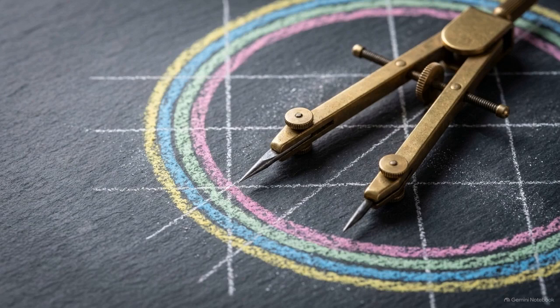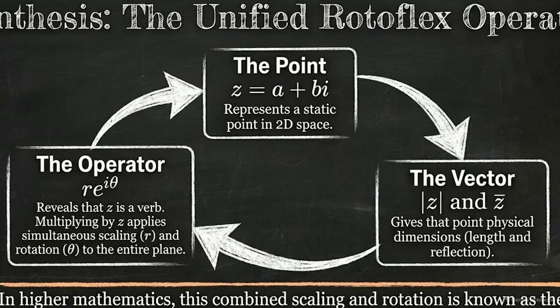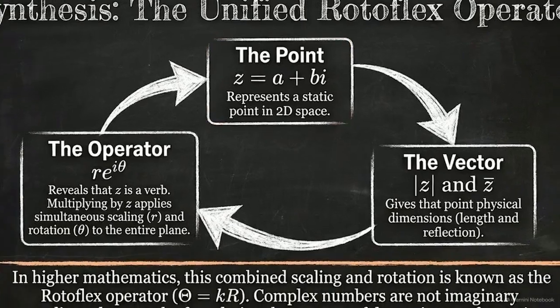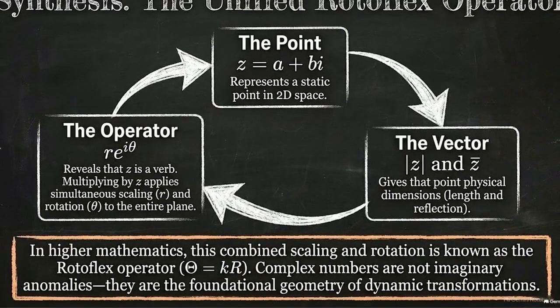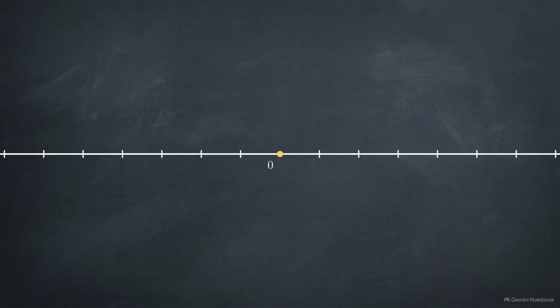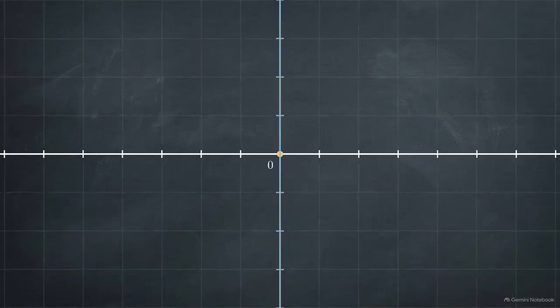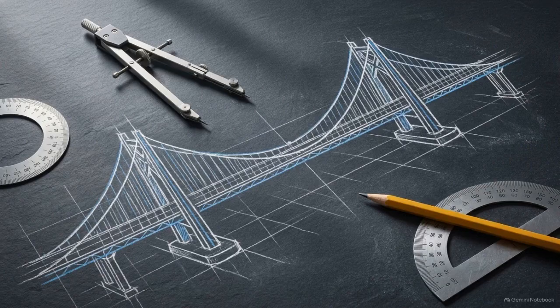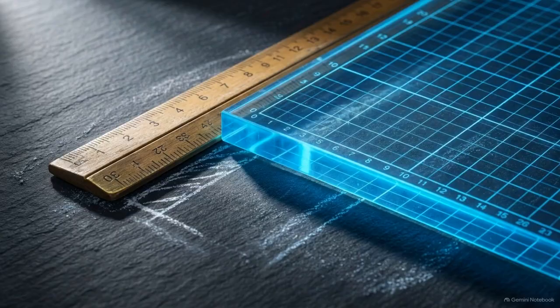We can now unify these perspectives into a single framework, the rotoflex operator. This diagram shows the three identities existing simultaneously. A complex number is a static point in space, a physical vector with length and reflection, and a dynamic operator that scales and rotates. Expanding our perspective beyond the original 1D line proves these numbers are a necessary extension of geometry. They provide solutions that a single dimension cannot contain.